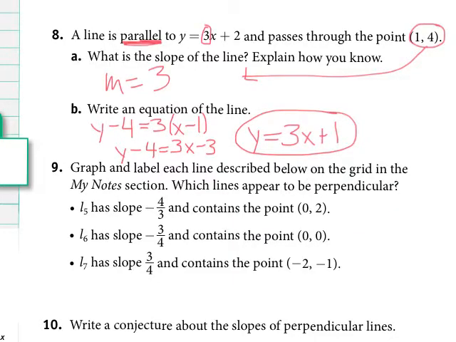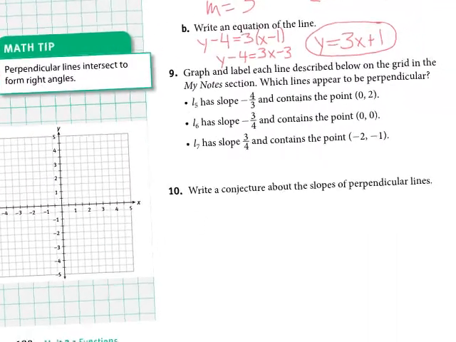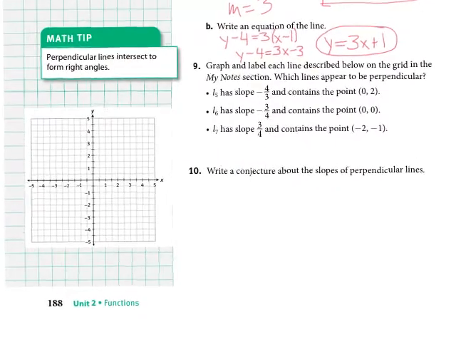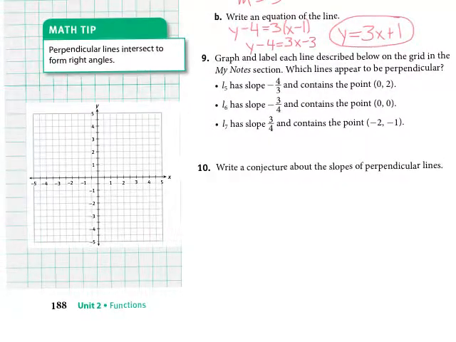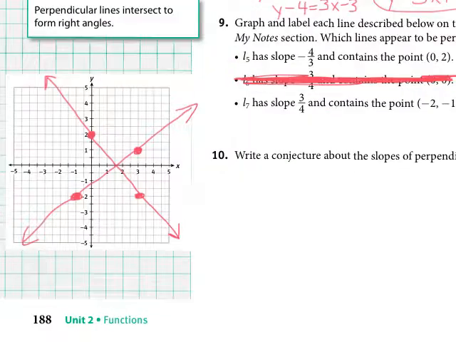So to speed up the process a little bit, we're going to do number 9 and 10, but I want you to take out line 6. Line 6. Yep. I want you to do line 5 and line 7 because those are the two that are perpendicular, and I want us to focus on those. So graph them, think about their slopes, and then try to write a conjecture or a guess about the slopes of perpendicular lines, okay? All right, go ahead.